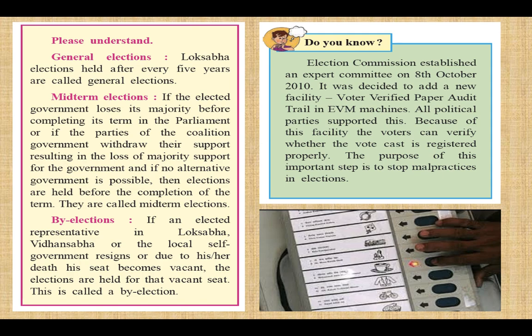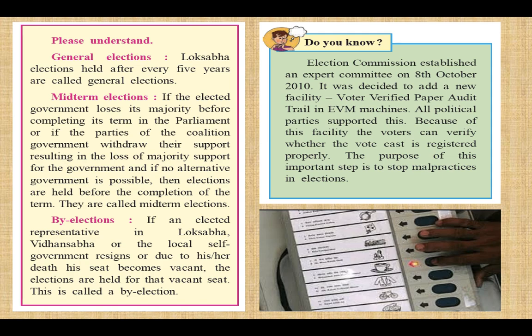So you know something about general elections, where Lok Sabha elections are held every 5 years. They are called general elections. Midterm elections are held if the elected government loses its majority before completing its term in the parliament, or if the parties of the coalition government, where you have a temporary alliance with another party, like a friendship, also withdraw their support, resulting in the loss of majority support for the government, and if no alternative government is possible, then elections are held before the completion of the term. They are called mid-term elections because the term has abruptly stopped in the middle.